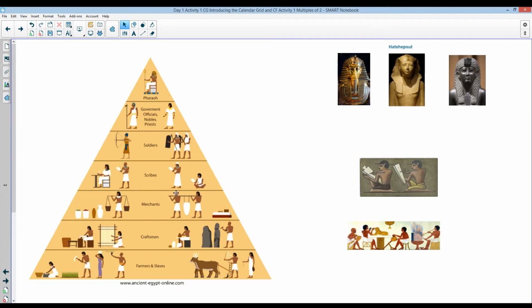And the scribes. The scribes are people who write down things in their language. They wrote stories, and that's great because that's how we know what happened a long time ago with the hieroglyphics. And these were men in this role too. So the scribes were considered pretty important. Then the merchants, these are guys who sold things. Then the craftsmen, a little bit below, who built things, and then the farmers and the slaves were on the bottom.